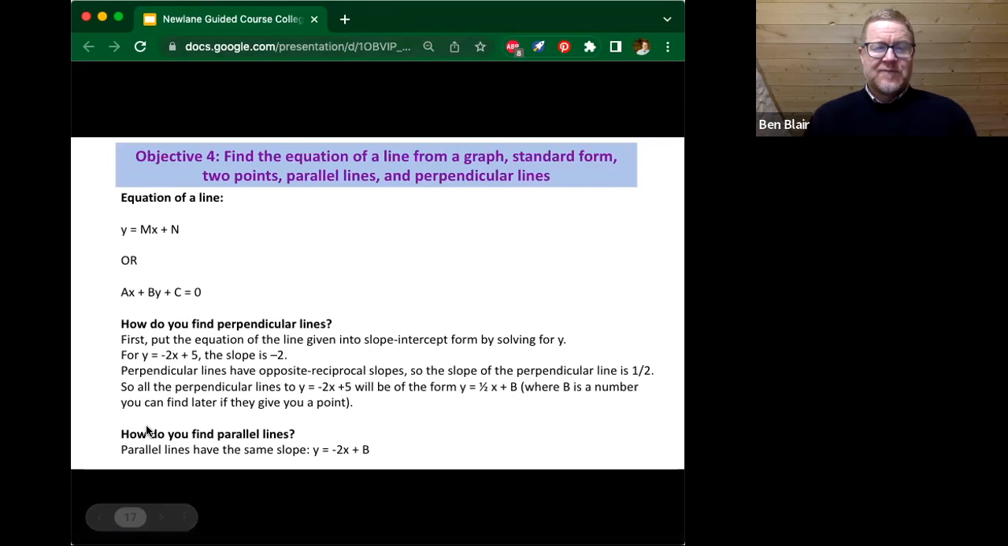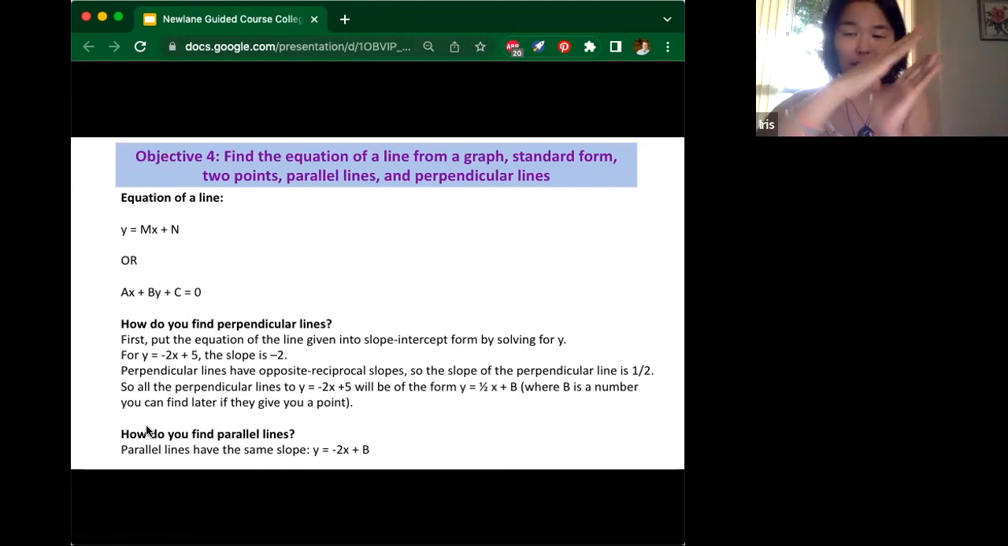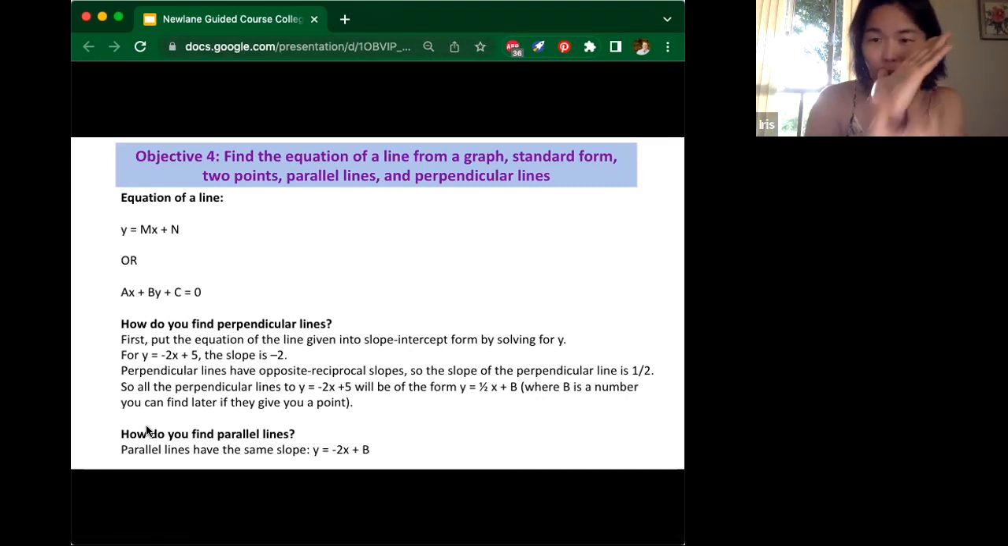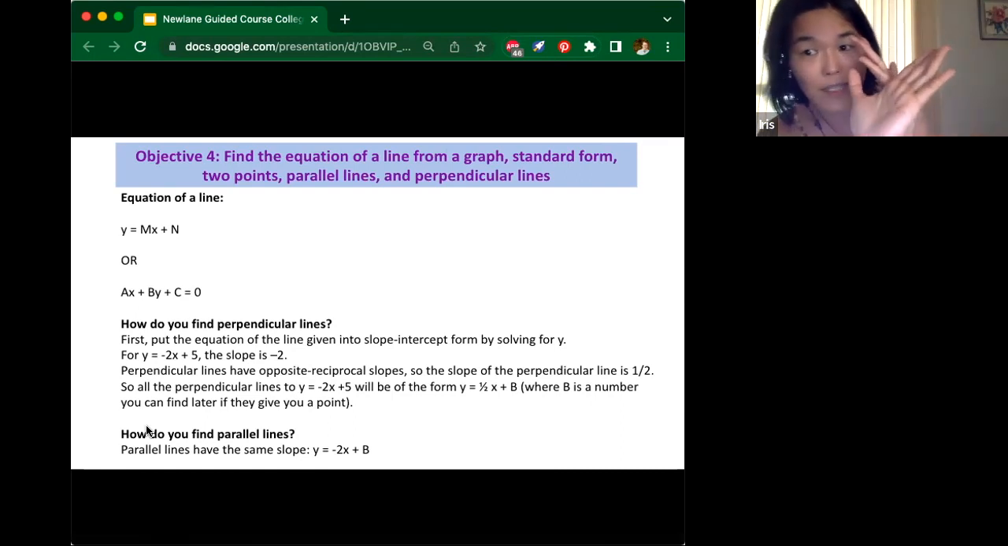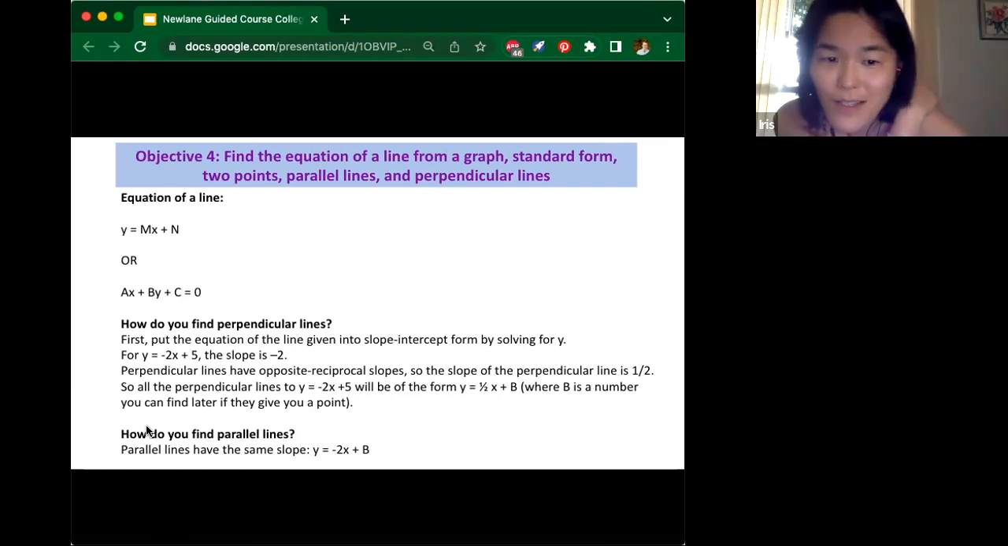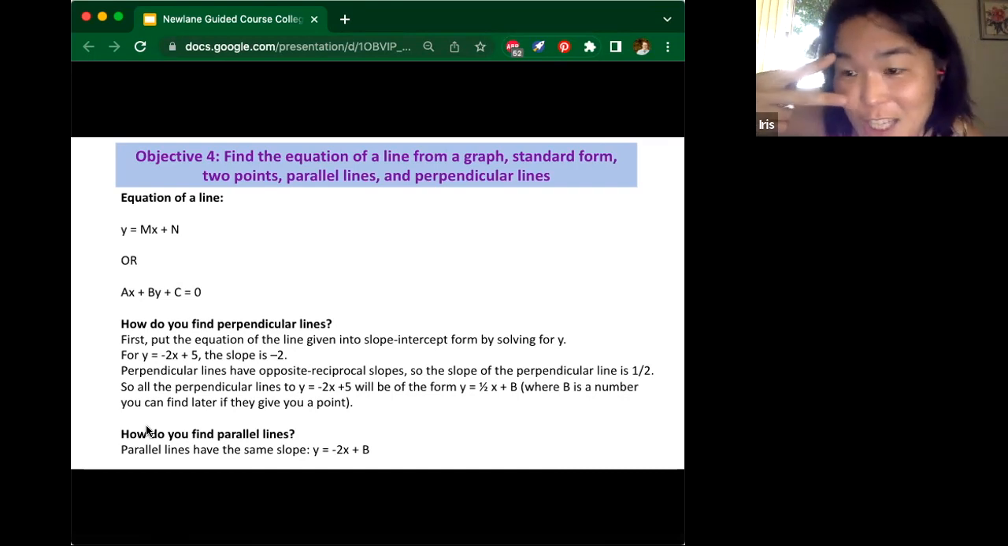Is that okay? And then parallel lines are easier. Think about things being parallel: they have the same slope. What do they mean by slope? Slope is a number that describes the inclination of the line. Parallel lines all have the same inclination. They're just shifted by a number up or down. Perpendicular lines have a little trick: the slope is opposite and reciprocal. What it means is you invert it and change the sign.